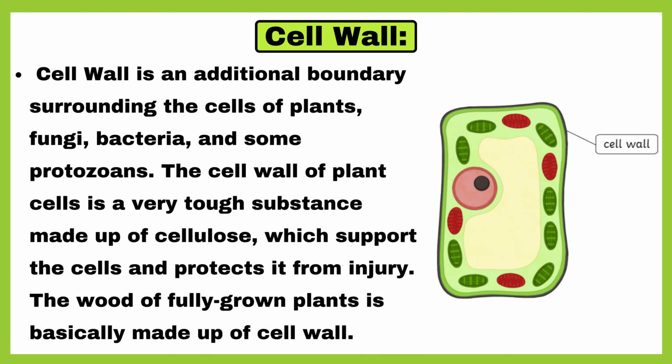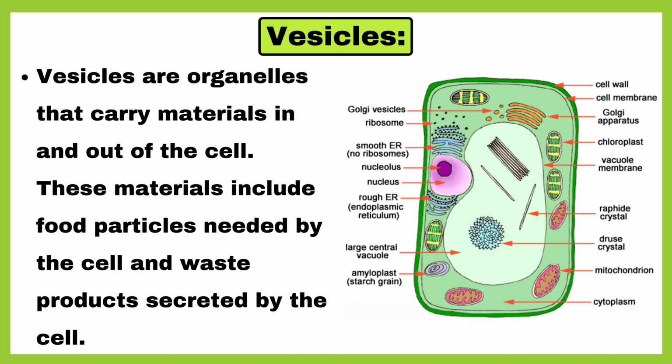Once again, I am going to tell you about the cell wall. Cell wall is an additional boundary surrounding the cell of a plant, fungi, bacteria and some protozoa. The cell wall of plant cells is a very tough substance made up of cellulose which supports the cells and protects them from injury. The wood of fully grown plants is basically made up of cell wall. Vesicles: vesicles are organelles that carry materials in and out of the cell. These materials include food particles needed by the cells and waste products secreted by the cell.